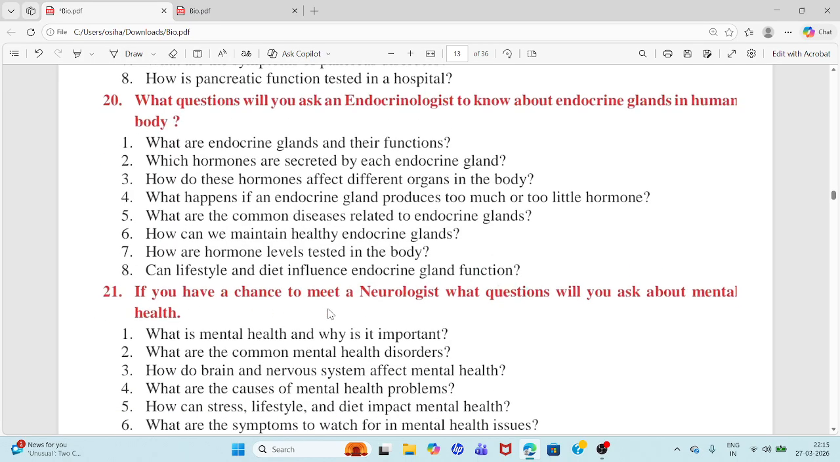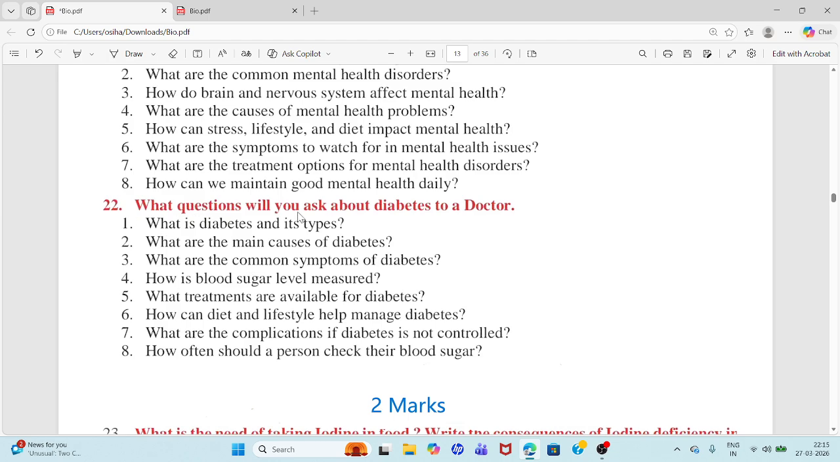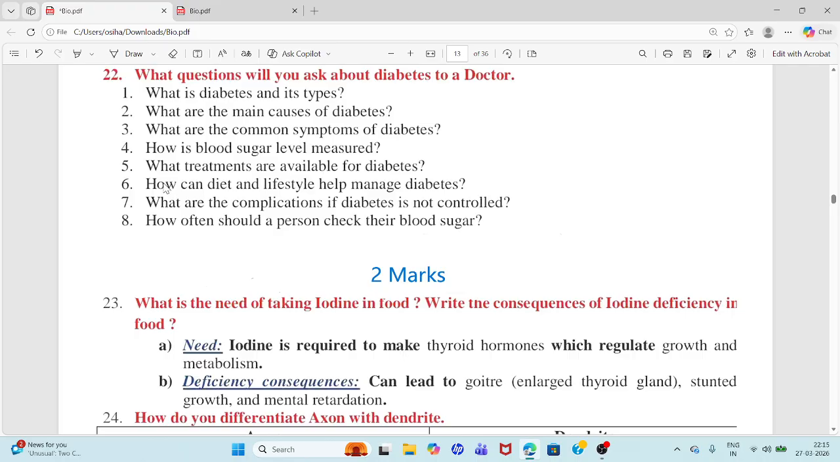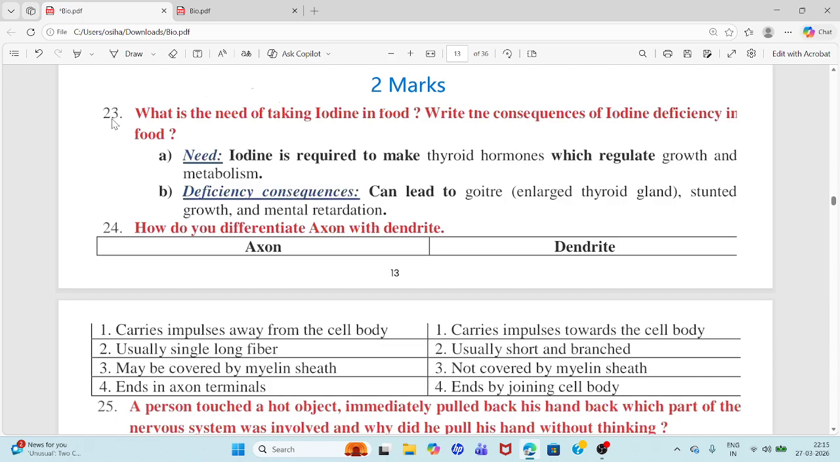21st question. If you have a chance to meet a neurologist, what questions will you ask about mental health? So learn from here. Question 22. What questions will you ask about diabetes to a doctor? So learn from here. Okay. What is diabetes and its types? Like this, you can ask. What treatments are available for diabetes? So learn from here.